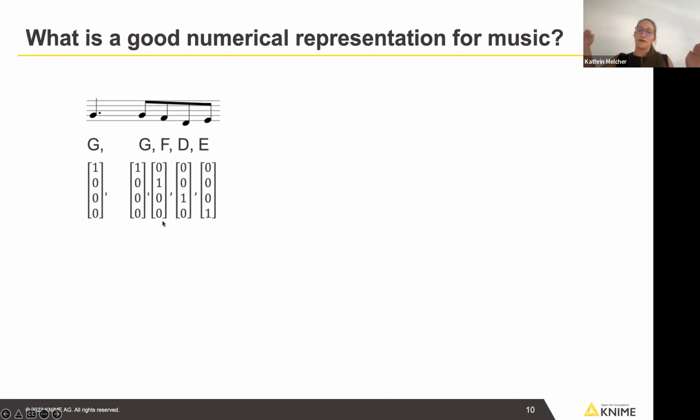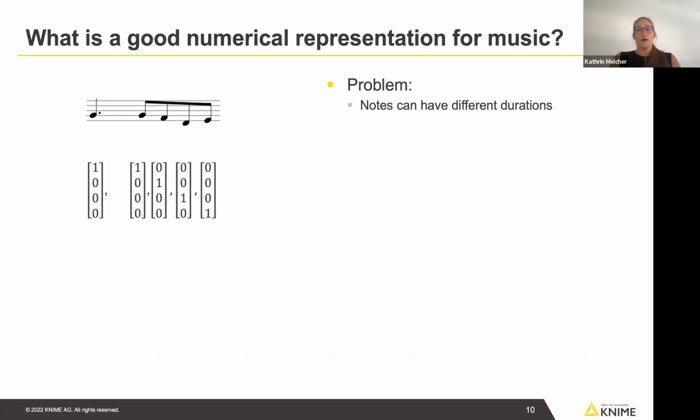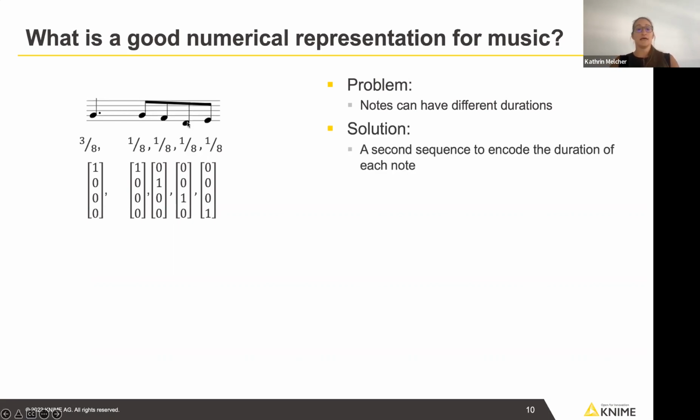And with a sequence of these vectors, I could now encode a sequence of different notes, which would make a piano piece. But actually, this is not all, because as you can see, we have different types of nodes. For example, this one with a dot is longer than these nodes. This means just having a sequence of nodes is not enough to actually have a numerical representation for music. And therefore, as my nodes can have different durations, I need a second sequence which encodes the different durations.